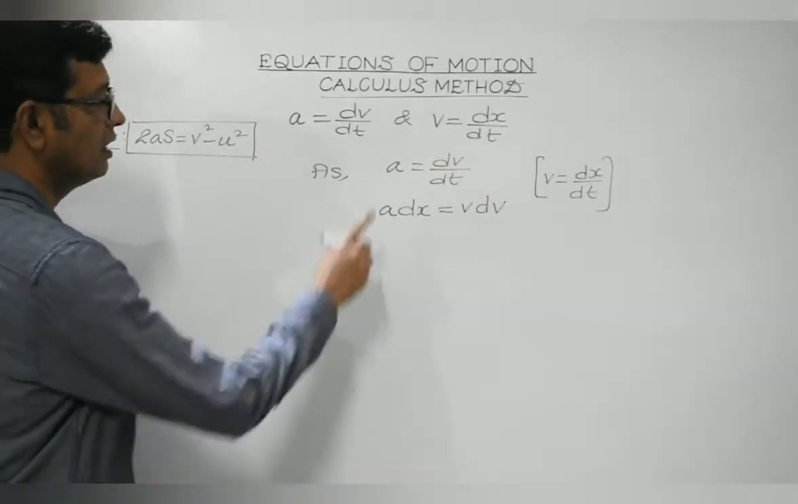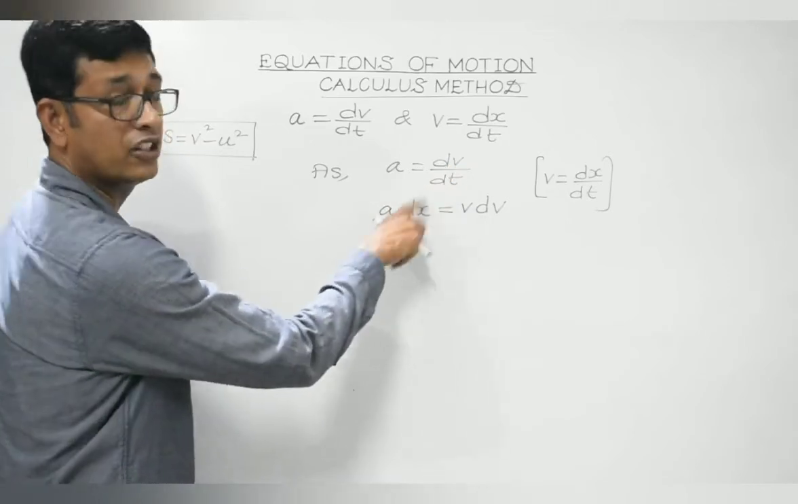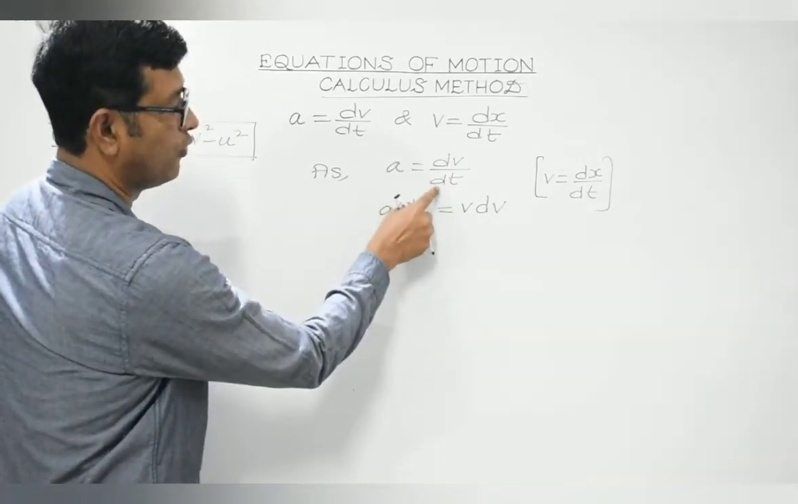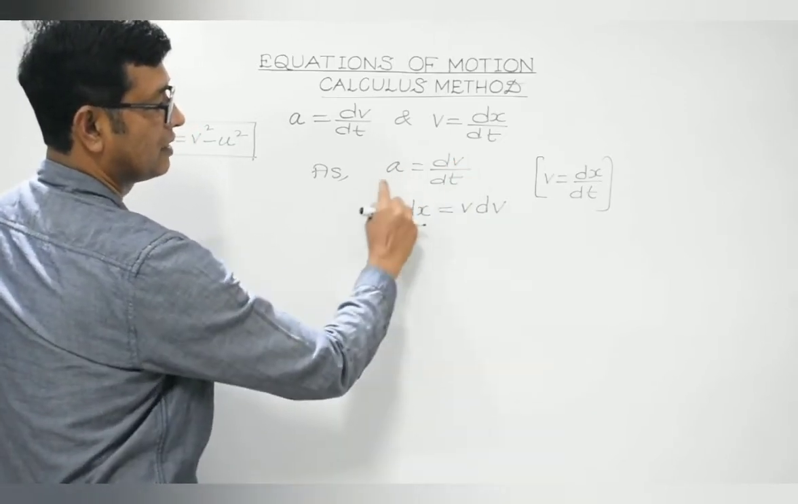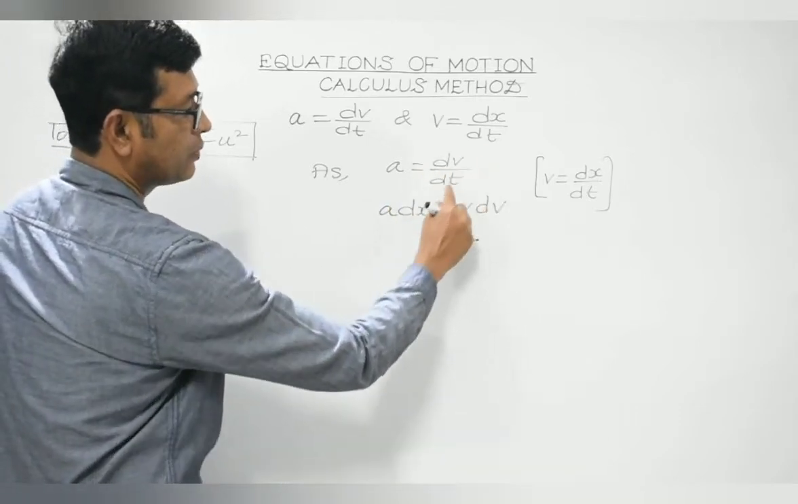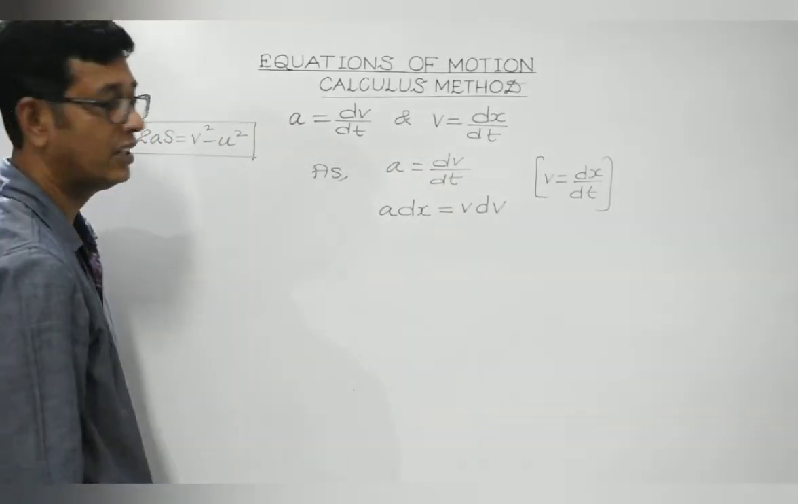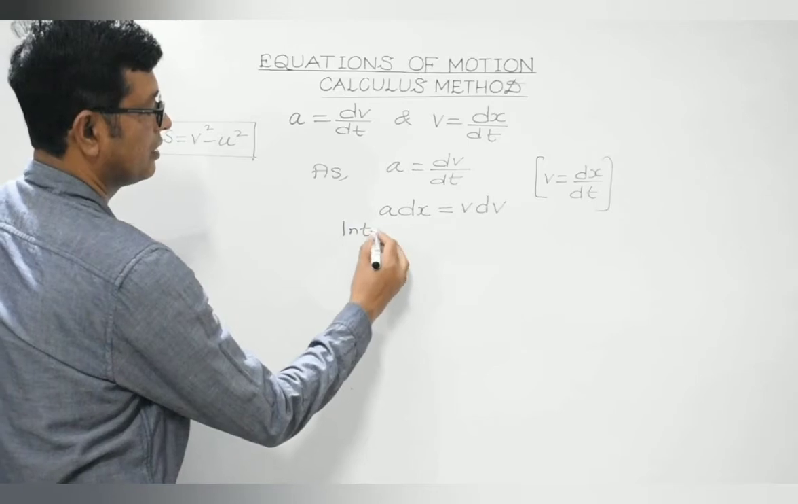What I have done is, instantaneous acceleration is given by the time rate of change of velocity, which in calculus is known as the differential coefficient of velocity with respect to time. Multiply both the sides by dx. a into dx is equal to dv by dt into dx. dx by dt will give us velocity. So we can write it like this. Right?